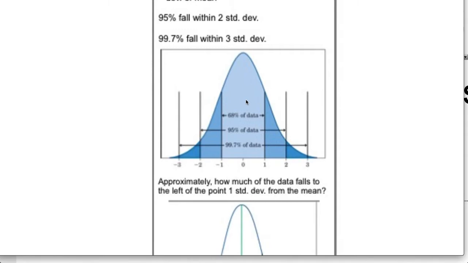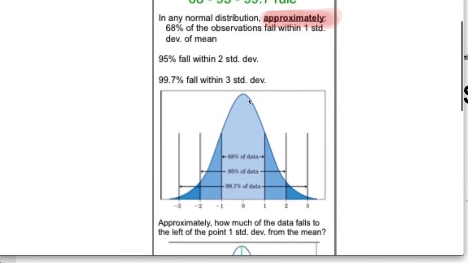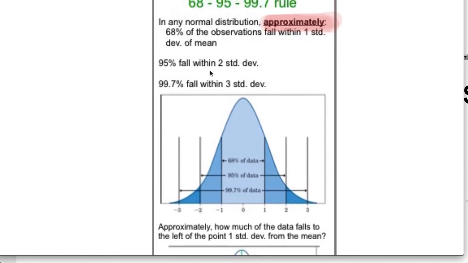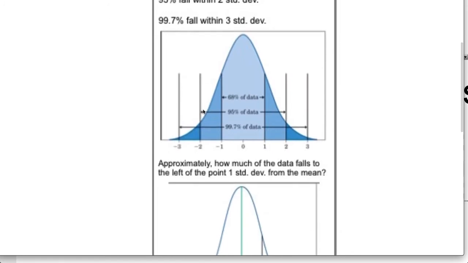680 people would fall in this lightest blue chunk. Then approximately 95% fall within two standard deviations. That encompasses the first group, but 95% of the group will be between two standard deviations from the mean. And so again, that would be 950 people in our example of 1,000 people.